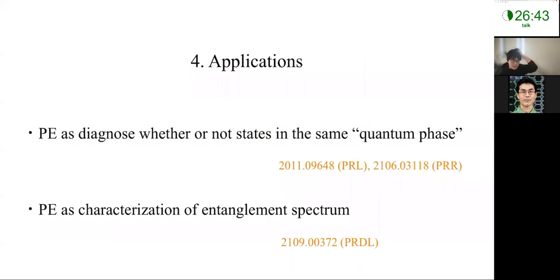Okay, in the rest of my talk, I'd like to discuss the application of pseudo entropy to quantum many-body physics. First, I will discuss how pseudo entropy can detect whether or not two states associated with the pseudo entropy are in the same quantum phase. And later, I will also discuss how pseudo entropy can be used to characterize the entanglement spectrum itself, like the spectral form factor and Hamiltonian.